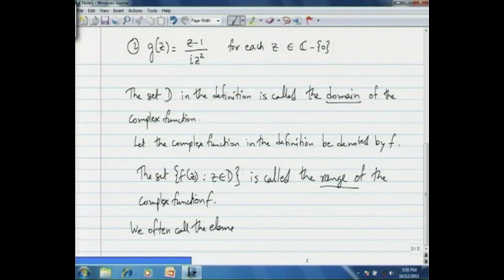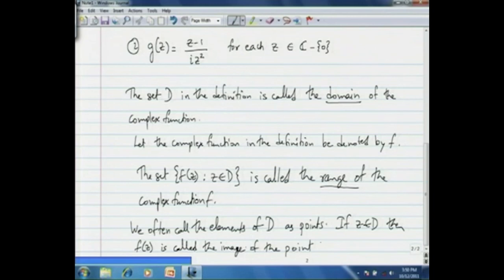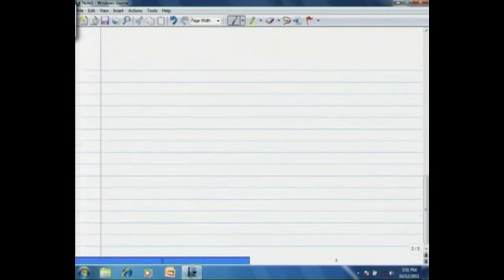And we often call the elements of D points. If z belongs to D, if z is a point, then f of z is called the image of the point z under the function f. Okay, so this is some terminology we'll keep using.